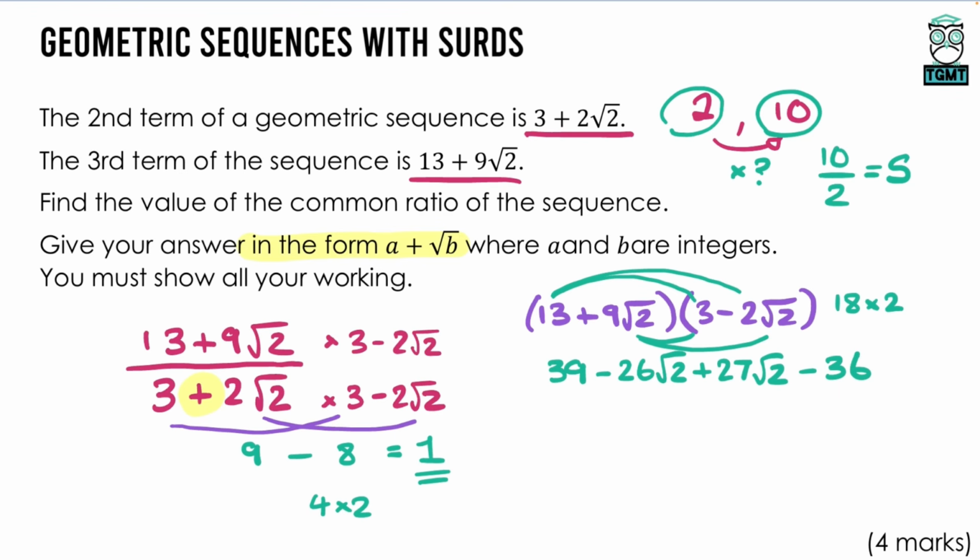I can now simplify this, so we're going to collect like terms. 39, take away 36 is 3, and negative 26 root 2 plus 27 root 2 is just 1 root 2, or 3 plus root 2. Now, because the denominator is 1, that means when we put this back as a fraction, we get 3 plus root 2 over 1, which does just simplify to 3 plus root 2. And there we go, that is the common ratio, and it's in the form a plus root b, where a and b are both integers. We've shown all of our working, and there we go.